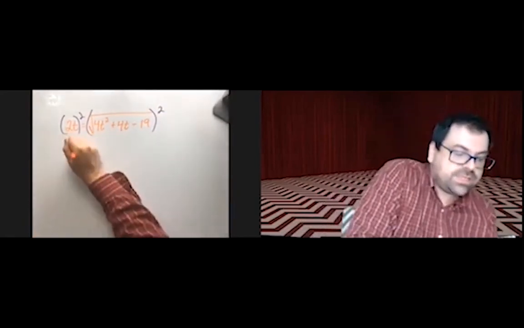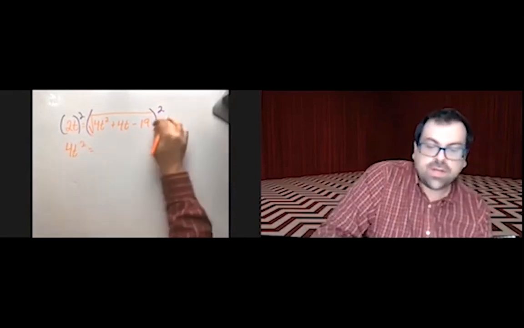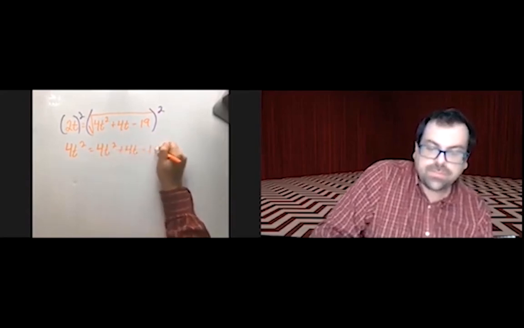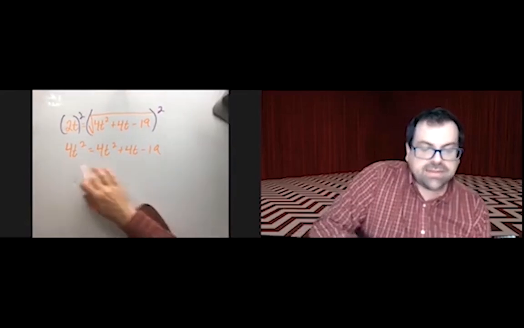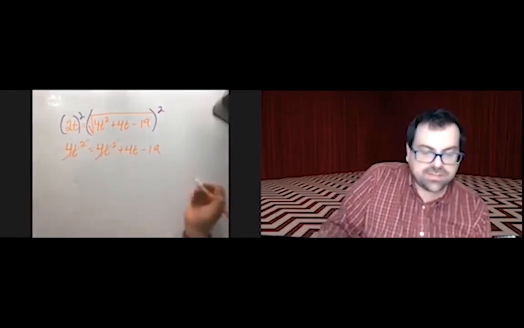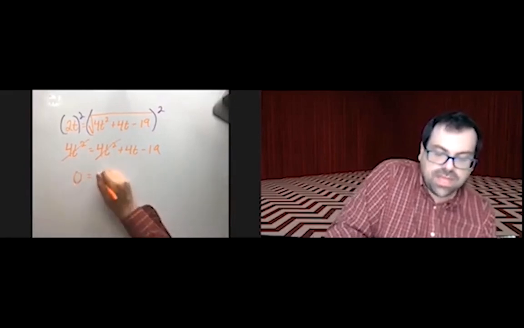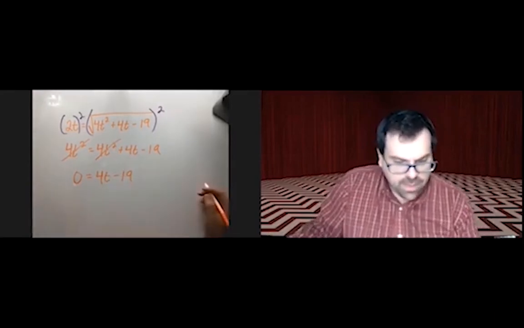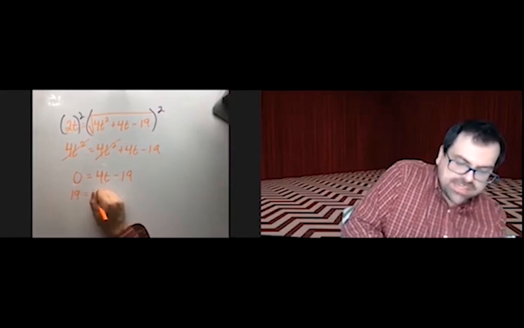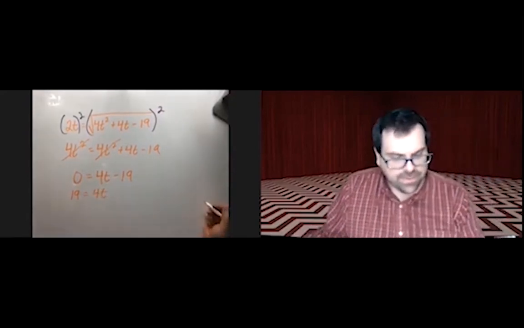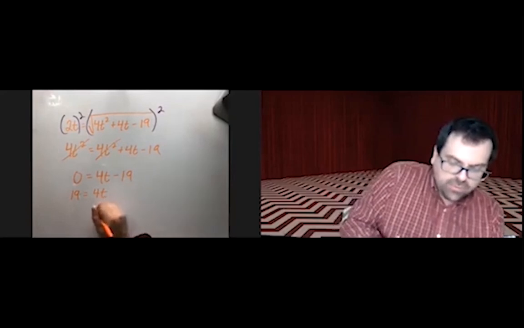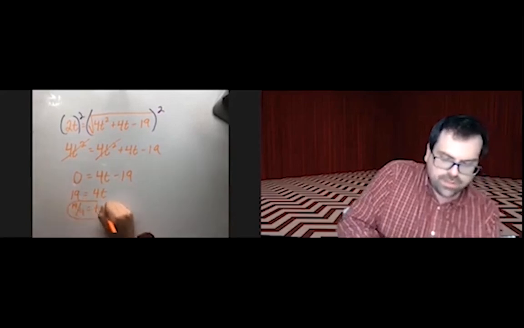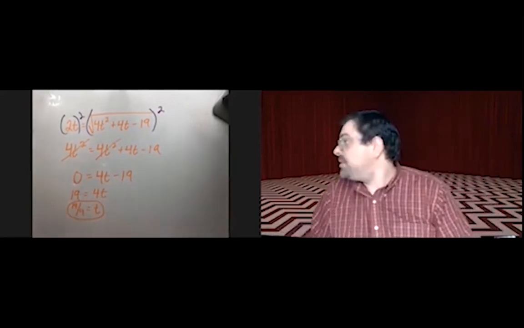Two t squared is 4t squared. Squaring a square root gets rid of the square root. If we subtract 4t squared from both sides, those cancel away. We're left with 0 on the left equals 4t minus 19. Add 19 to both sides, 19 equals 4t. Divide both sides by 4. T equals 19/4.